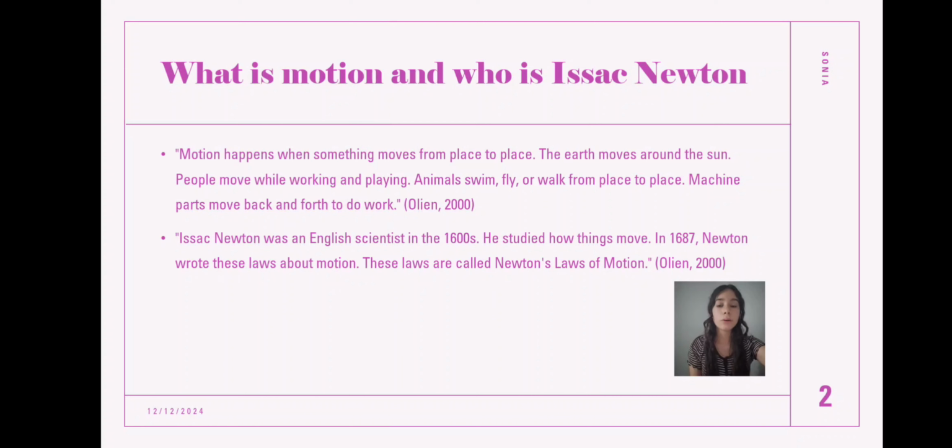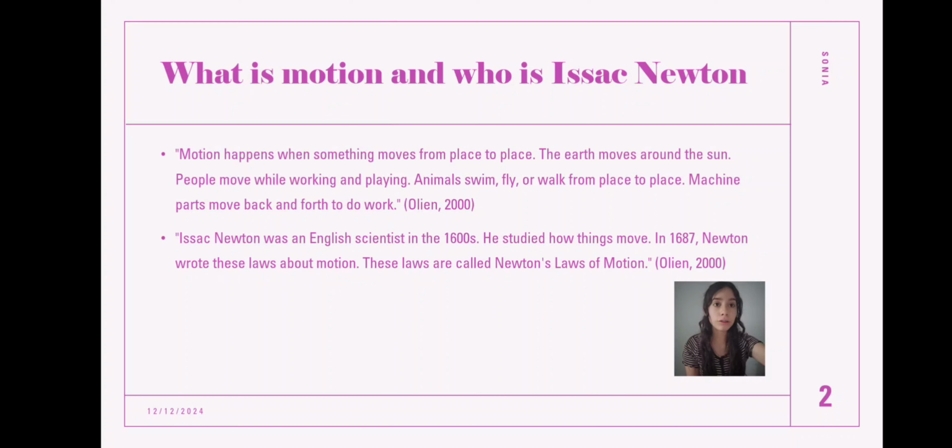For what is motion, the book told us that motion happens when something moves from place to place. The earth moves around the sun. People move while working and playing. Animals swing, fly, or walk from place to place. Machine parts move back and forth to do work.